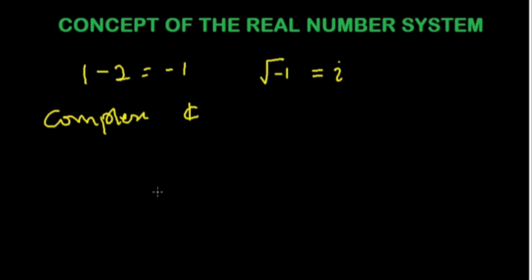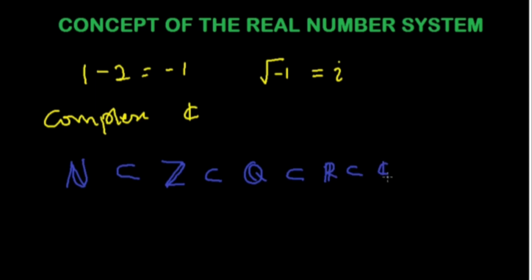Alright, so if you want to check the relationship between all these I've mentioned so far, we can now say that the set of natural numbers is a proper subset of the set of integers. I'll explain this shortly. And this is a proper subset of the set of rational numbers, and it's also a proper subset of the set of real numbers, and this is a proper subset of the set of complex numbers.